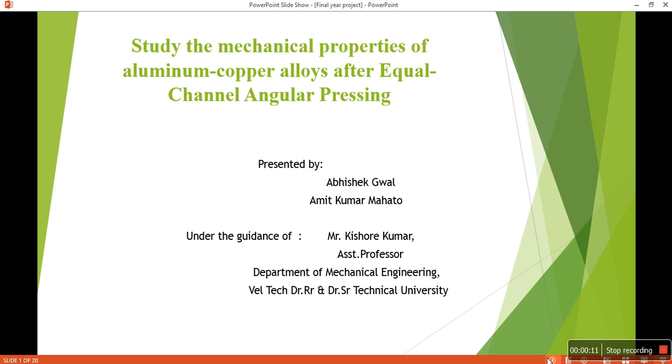Hello, we are discussing our project, which is to study the mechanical properties of aluminum copper alloys after equal channel angular pressing. Presented by Abhishek Gwal and Amit Kumar Mahato under the guidance of Mr. Kishore Kumar, Assistant Professor, Department of Mechanical Engineering, at Technical University.